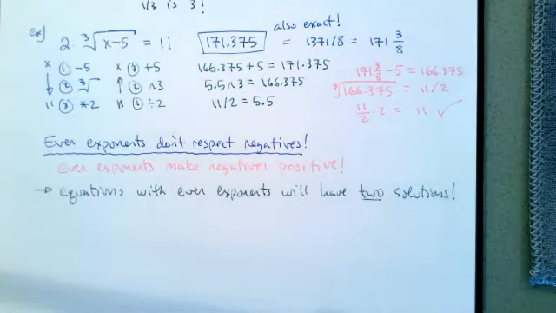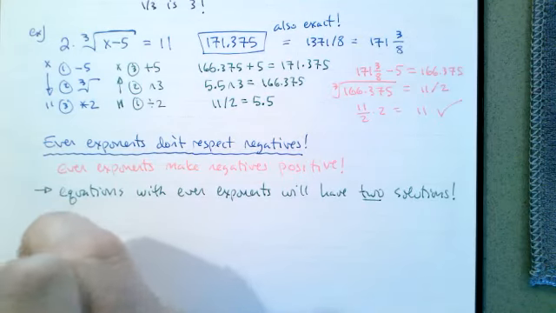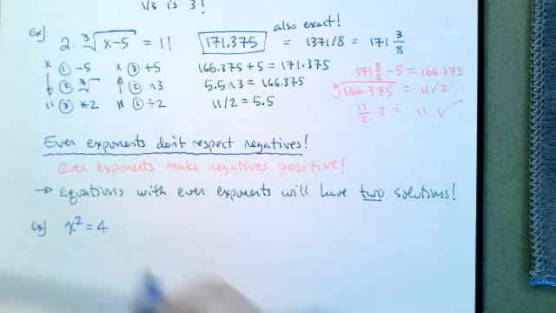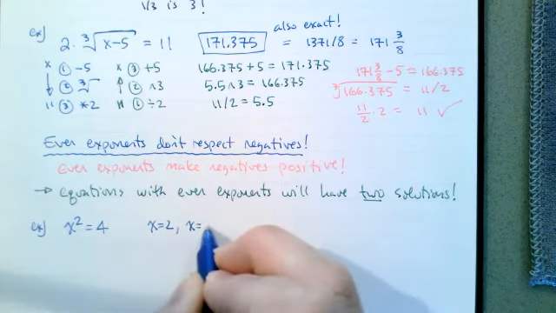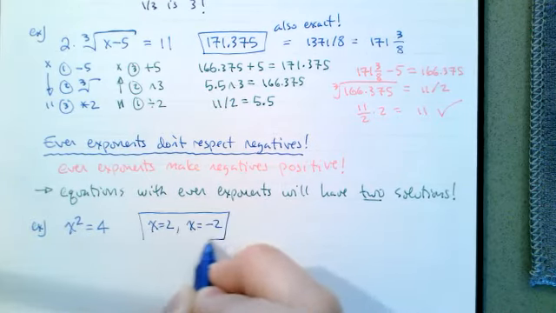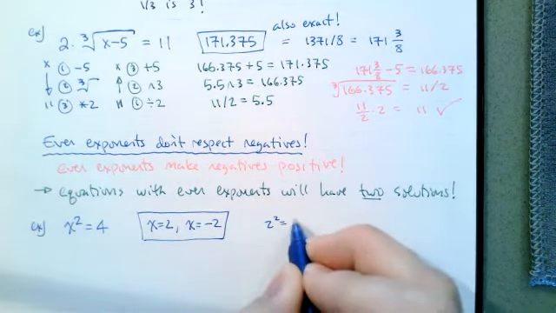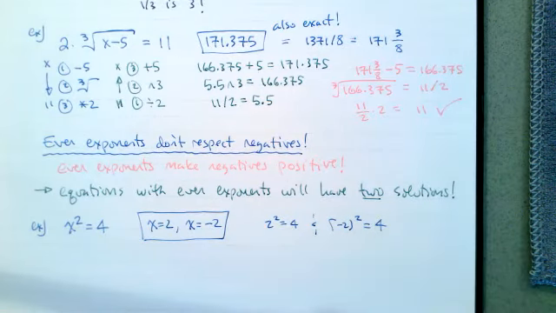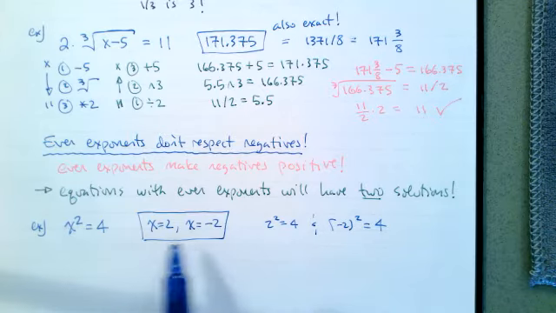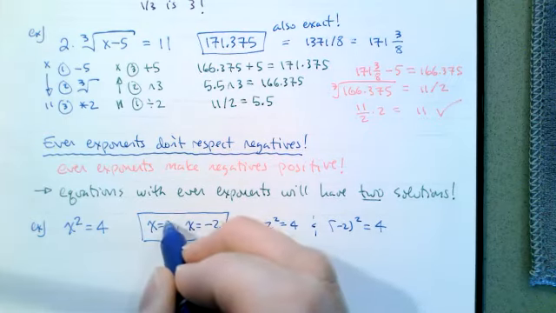For example, let's start with the most basic example. If we want to solve x squared is equal to 4, there are two values of x that make this true: x equals 2 and x equals -2. We have two solutions. 2 squared is 4, and -2 in parentheses squared is 4. Equations with even exponents will have two solutions. They won't always just be opposites, but will always have two.